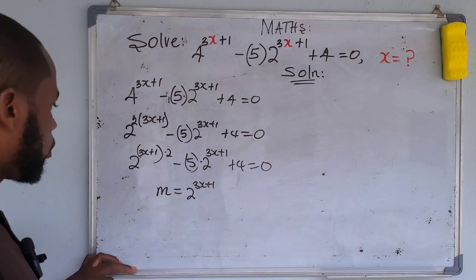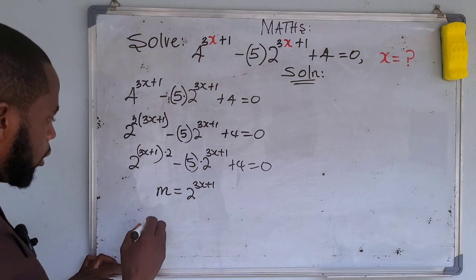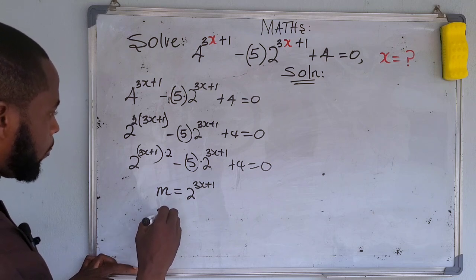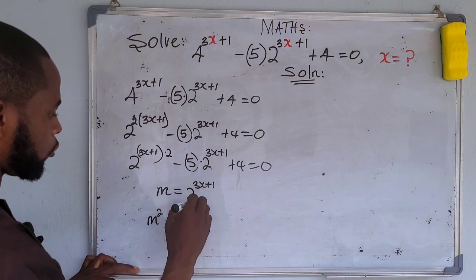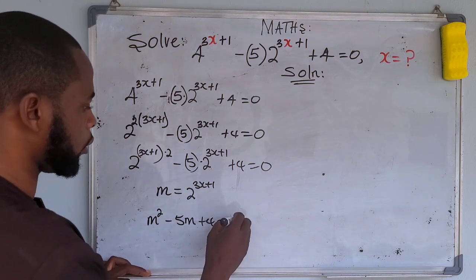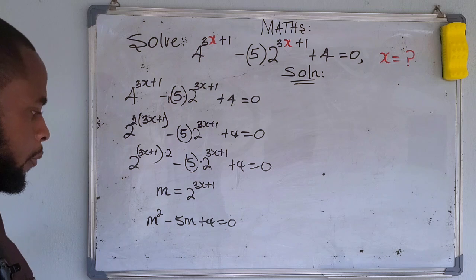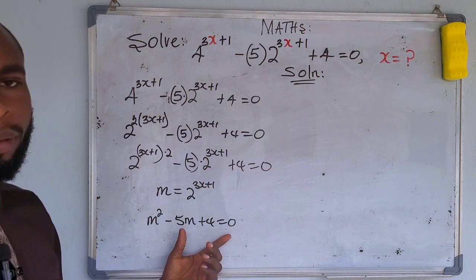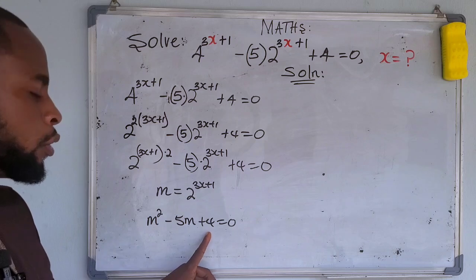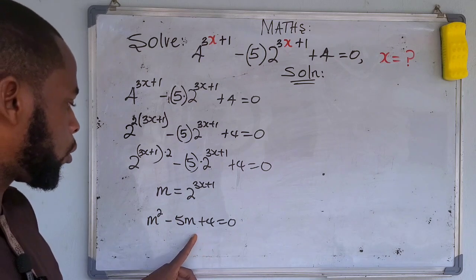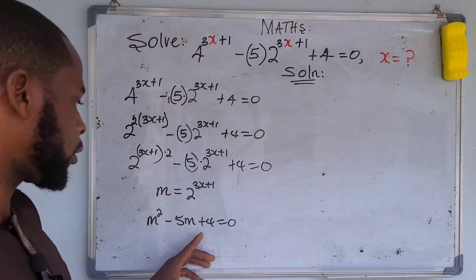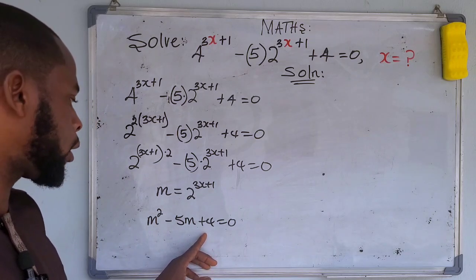Now the equation becomes m to the power of 2 minus 5m plus 4 equals 0. Now we have been able to achieve a quadratic equation as I said earlier. I'm not going to take you far here. We are going to solve this using the factorization method, and I'm going to apply the shortcut method.